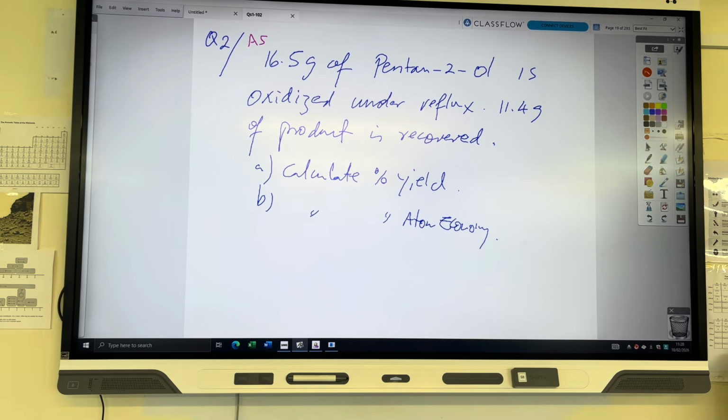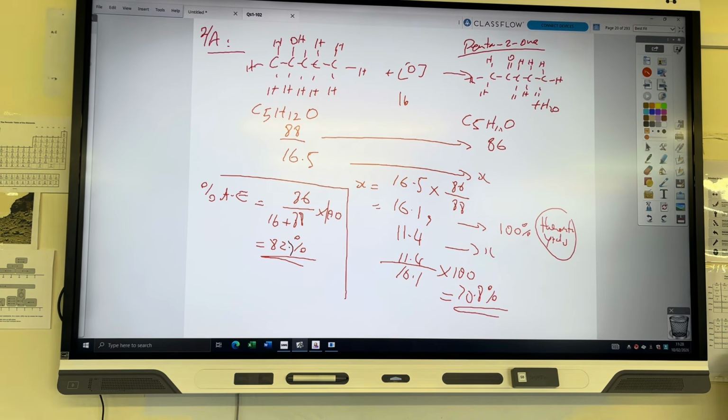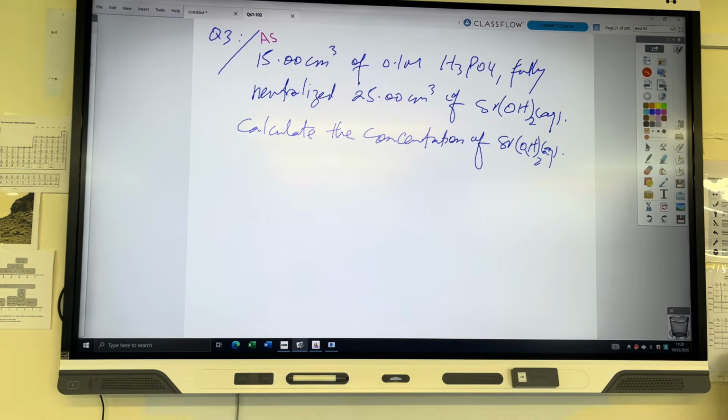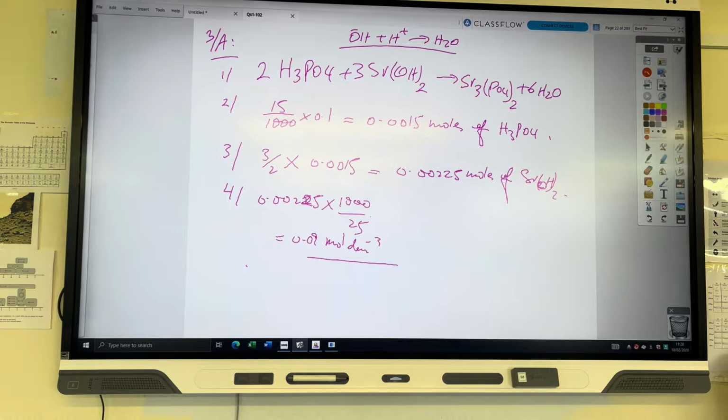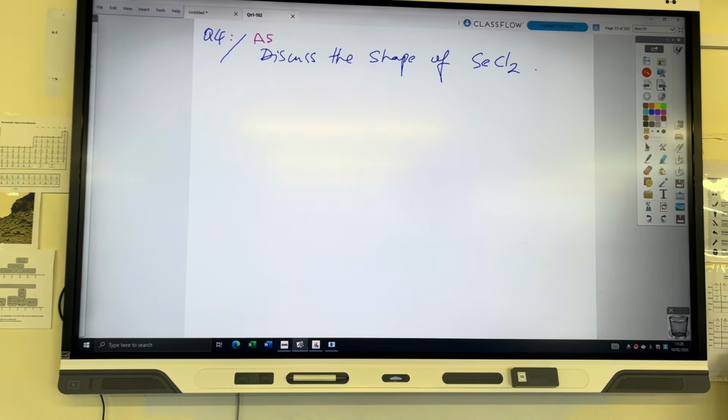So again, 5 minutes, answer. I'll try to pause on the answer a little bit longer so you can. Question 3, so this is acid-alkali titration, 5 minutes. Discuss the shape of selenium chloride. Again, it's an AS question, first year. This also should give yourself between 4 to 5 minutes for this.